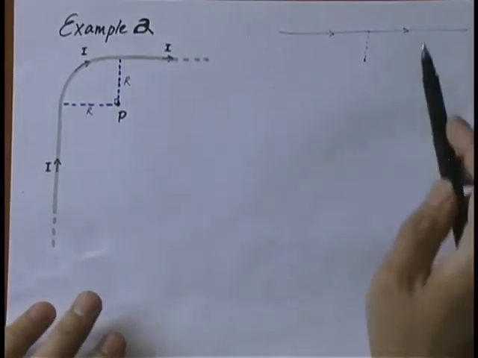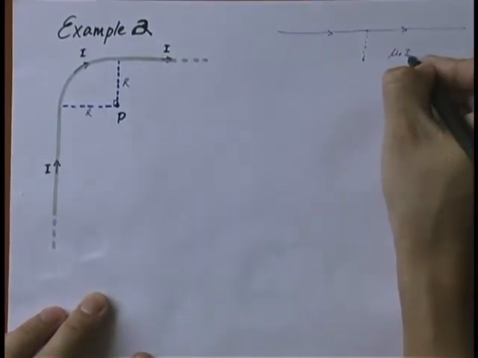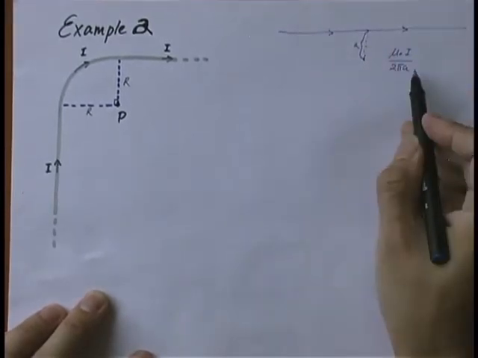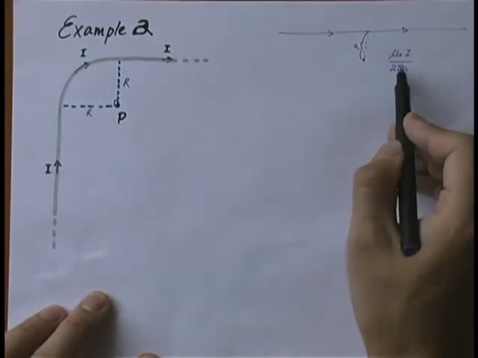Now we do know the total B field at this point. We already did that. That was mu naught I over 2 pi a, if this distance is a, right? So how much does each produce, this half and that half? That would be mu naught I over 4 pi a, right?